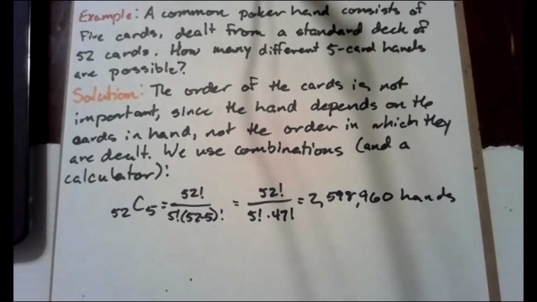So 52 choose 5 is 52 factorial over 5 factorial times 52 minus 5 factorial, which is 52 factorial over 5 factorial times 47 factorial, and we get 2,598,960 different hands out of a 52 card deck.